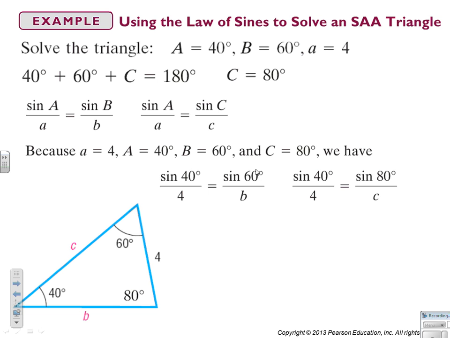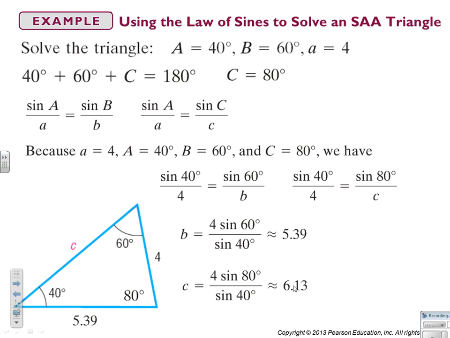This is two different solvings, so we're going to cross multiply and divide by sine 40. So sine of 60 times 4 equals sine of 40 times b. We're going to divide by sine 40, and we get b is 5.39. Then we're going to solve this one. Cross multiply: sine 40 times c equals sine 80 times 4. And then divide by sine 40. And we get 6.13. All the sides, all the angles, we are done.